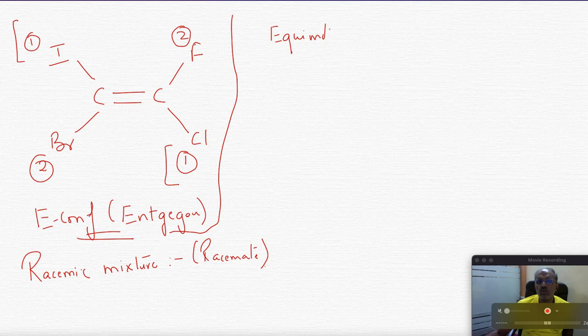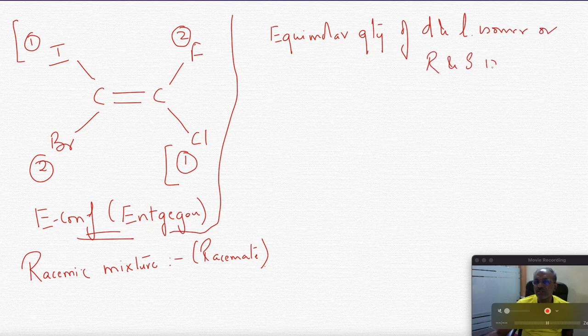Equimolar quantity of D and L isomer, or R and S isomer, right? The equivalent quantity. That means equimolar quantity. That means 50 of R and 50 of S.